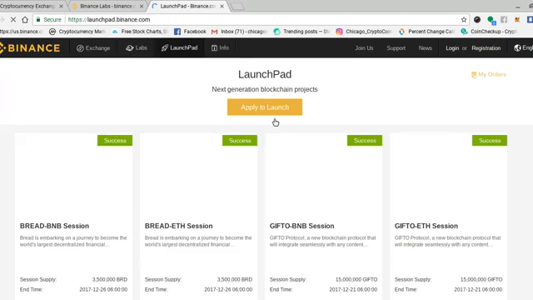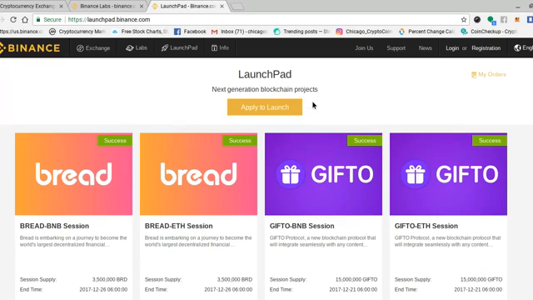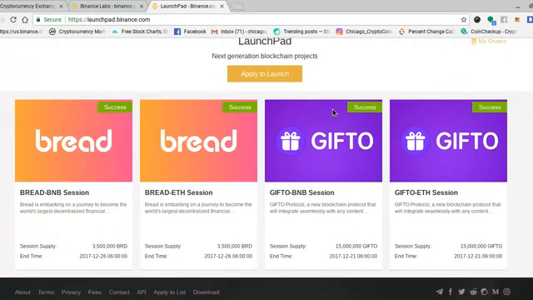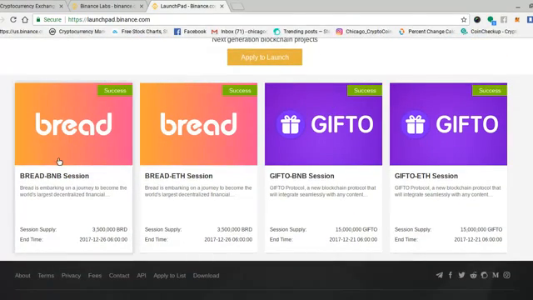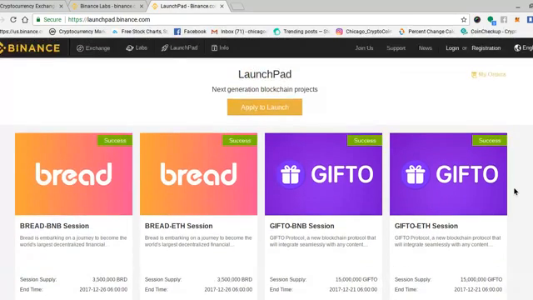Next, we have the launch pad, which roughly shows you the next generation blockchain projects that they are featuring. So as you see, they have the Bread BNB session, Bread ETH session, the Gifto BNB session, and the Gifto ETH session. And they say that they have success.